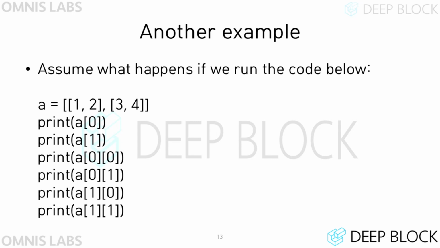So the value of A[0][0] is 1. The value of A[0][1] is 2. The value of A[1][0] is 3. The value of A[1][1] is 4.